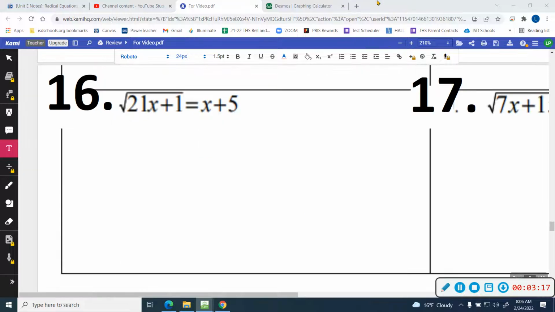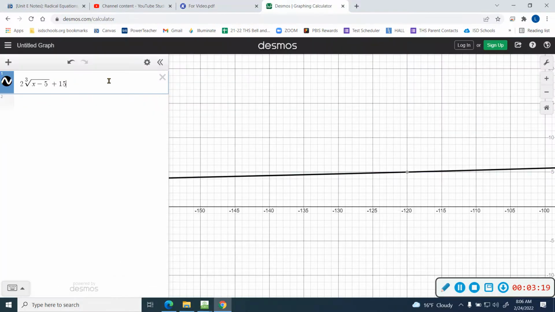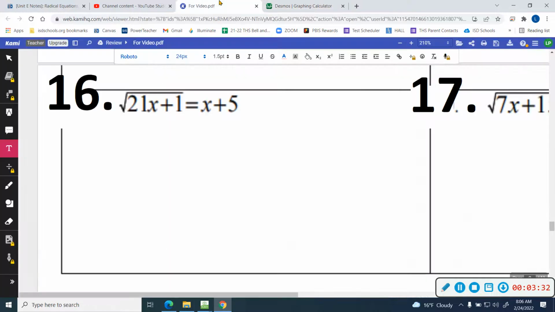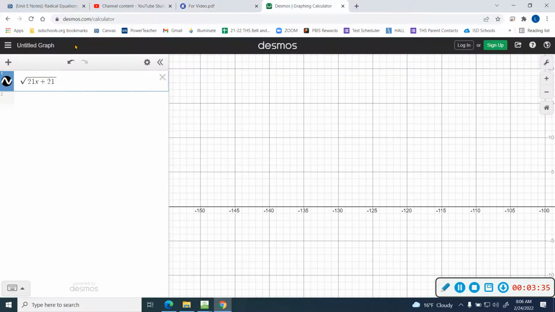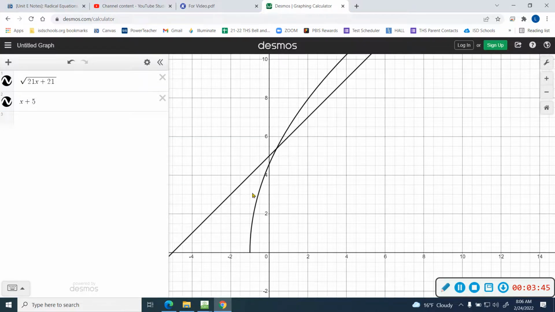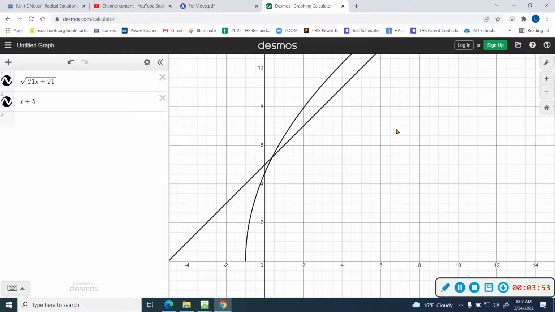16. Again, you could type this in if you'd like. Square root of 21x plus 21 equals x plus 5. I need to reset this. I'll hit the house to send me home. Okay. Now it looks like we have our radical. That's going to go up forever. And then we have our line, x plus 5.